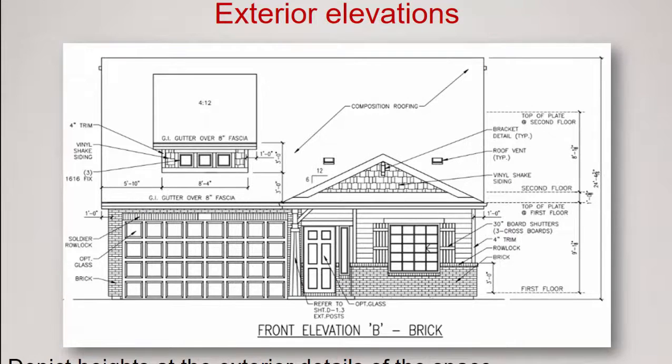The elevation picture in this case shows us that we have a multitude of different types of siding material. We have brick, we have typical 4-inch siding, and then we have what we call a shake siding above in the gable part. Lots of detail found on this exterior elevation.